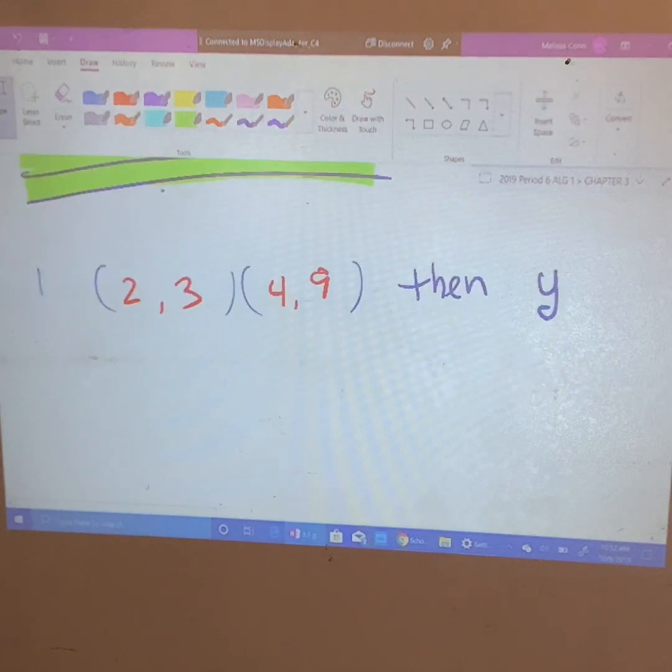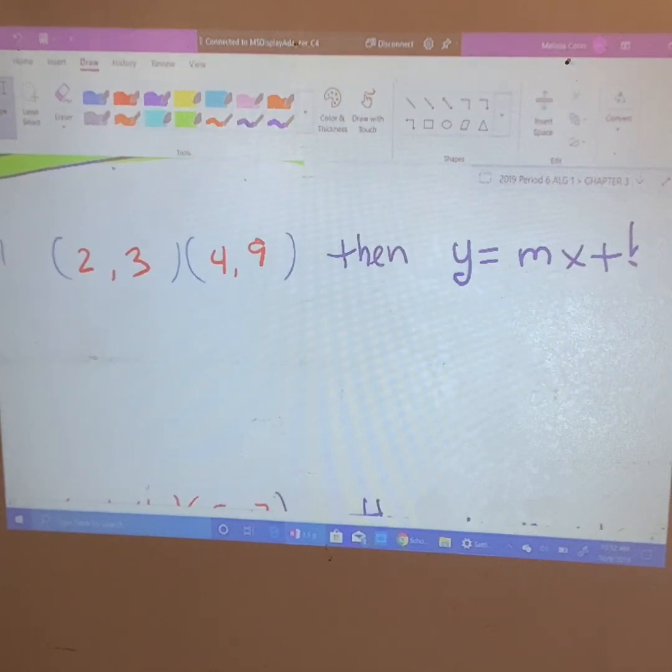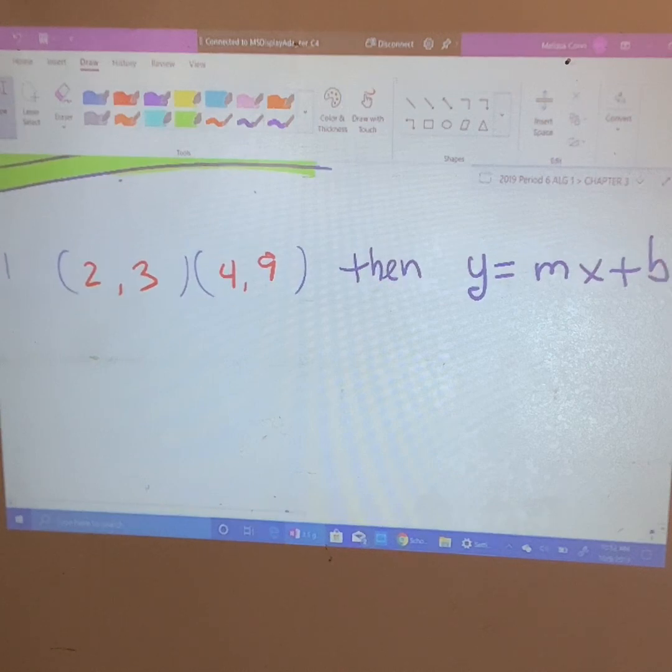So I would like to know the slope and the y-intercept of a line that passes through these 2 ordered pairs right here. Okay, step 1. In this section right here, let's find the slope. And we're going to use that information, and then we're going to put it into our formula, which is called y equals mx plus b. That is slope-intercept form. Here we go.